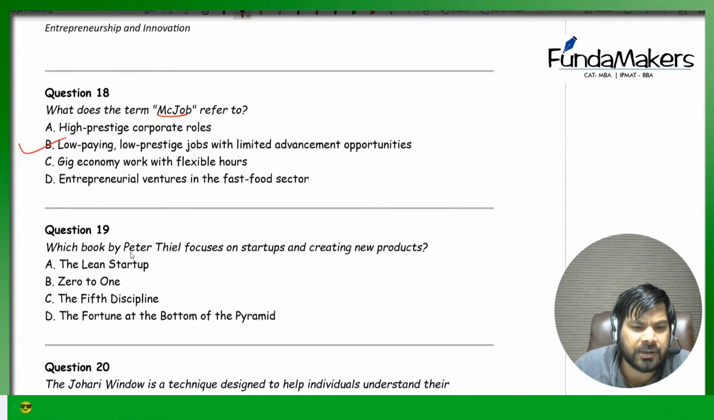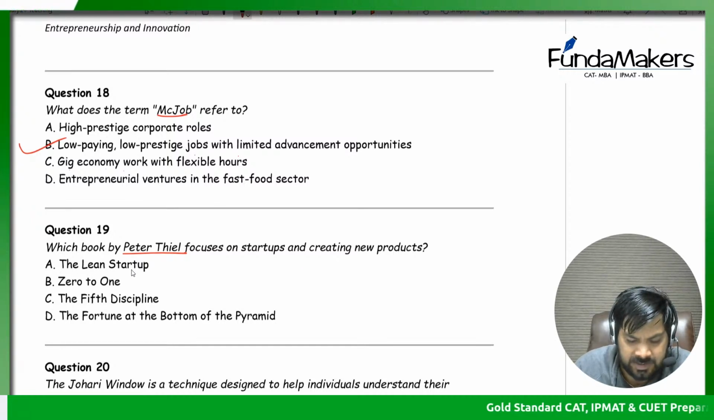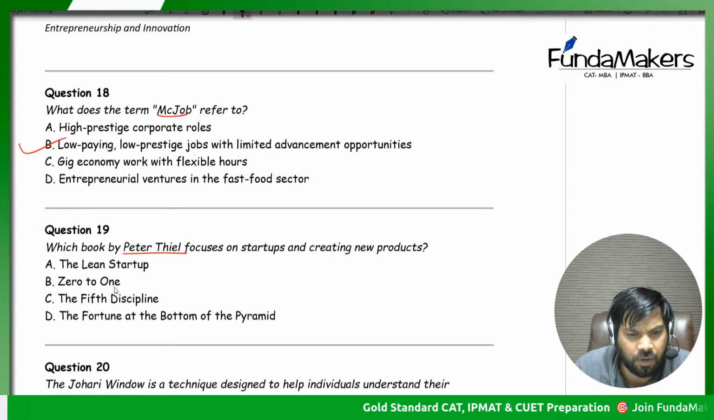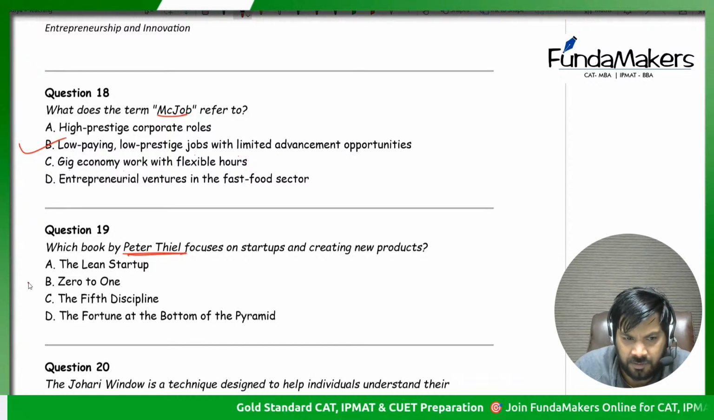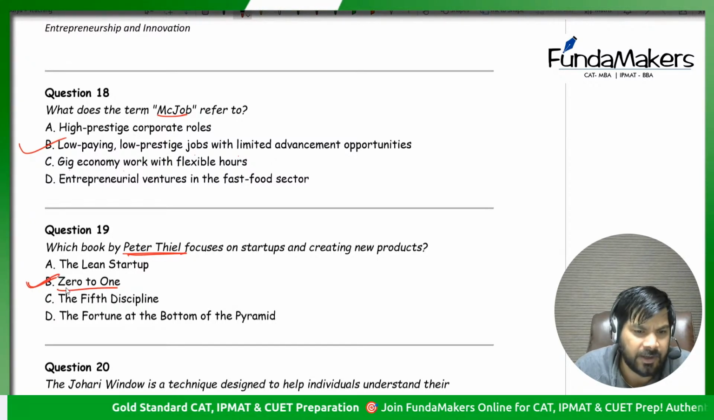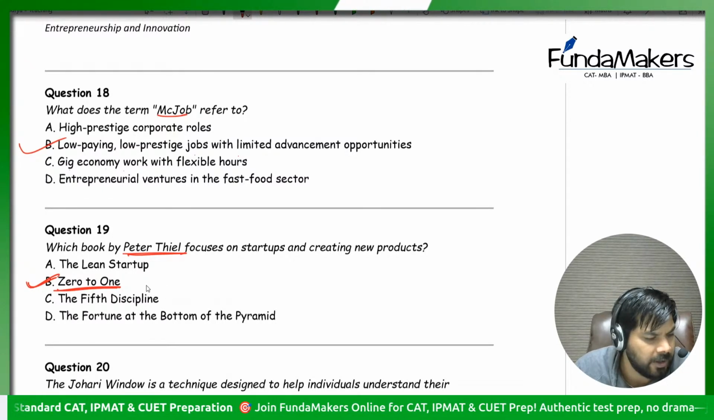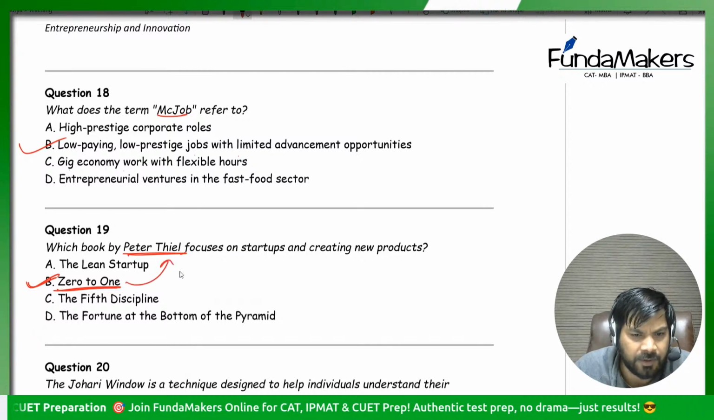Which book by Peter Thiel focuses on startups and creating new products? The Lean Startup, Zero to One. Peter Thiel is the writer of Zero to One, right? He has written Zero to One, right? So this book Zero to One is written by Peter Thiel.